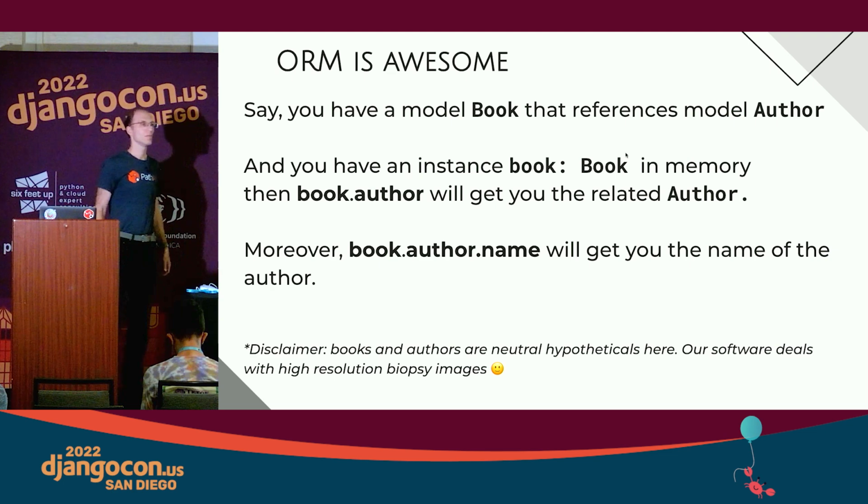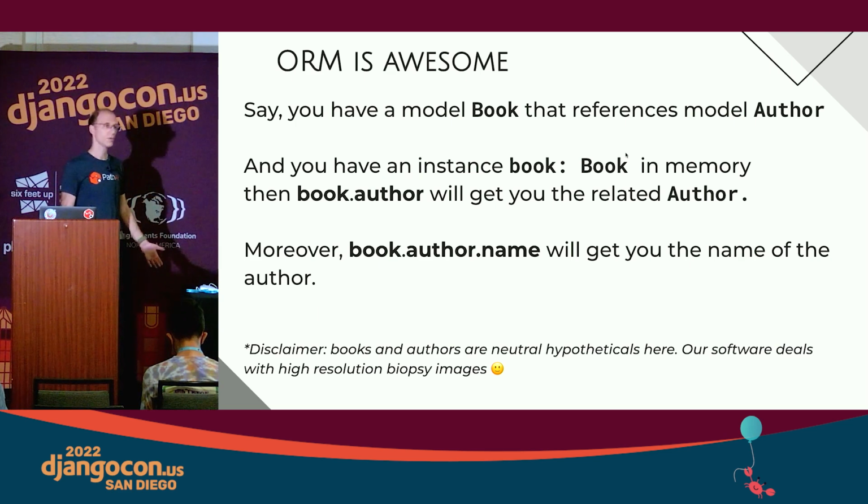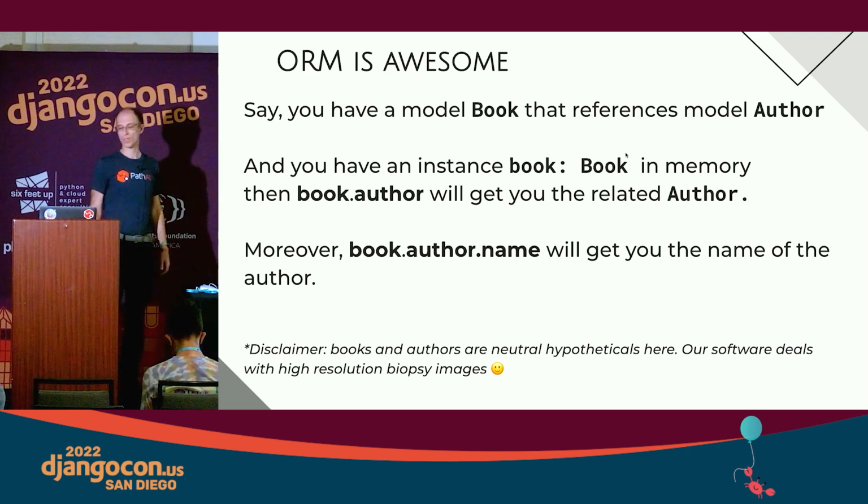Very, very sort of naive example here. Let's say you have a model called book. Typically, you would probably have a foreign key reference to an author. And then in your code, if you have that instance of the book model in memory, all you need to do is reference the author attribute. And there you go. You get the author. You can chain them together. .author.name will get you the name. Great.